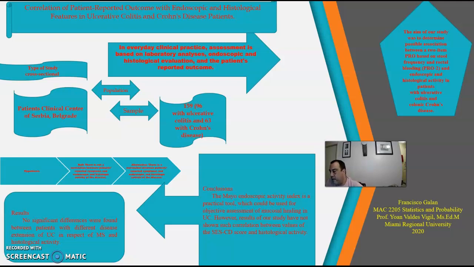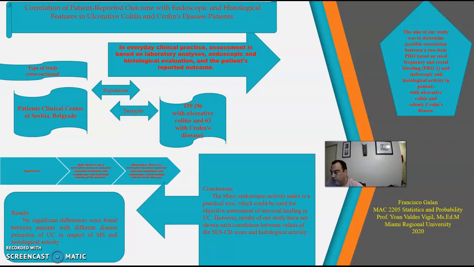The hypothesis. The null one for me is there is no correlation between patients' reported symptoms and endoscopy and histology activity of the disease. Alternative, there is a correlation between patients' reported symptoms and endoscopy and histology activity of disease.